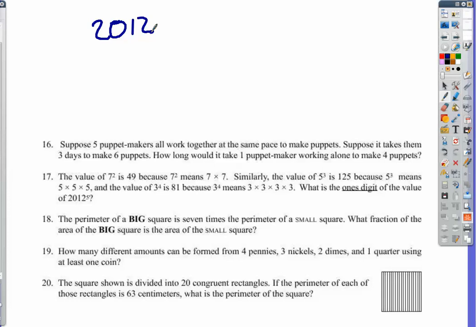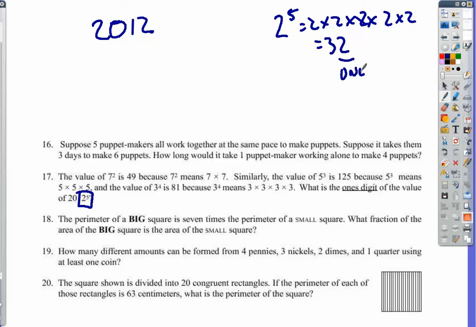So let's take a closer look at the number 2 to the 5th. 2 to the 5th is equal to 2 times 2 times 2 times 2 times 2, which is equal to 32. And this is the ones digit. Incidentally, that's going to be the answer.